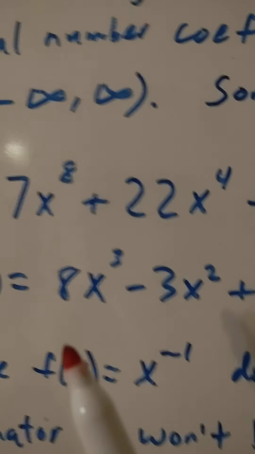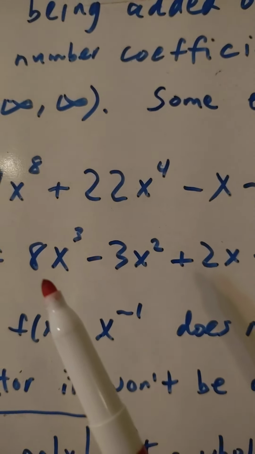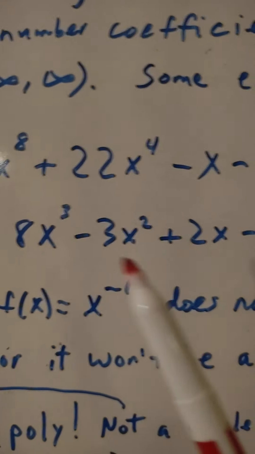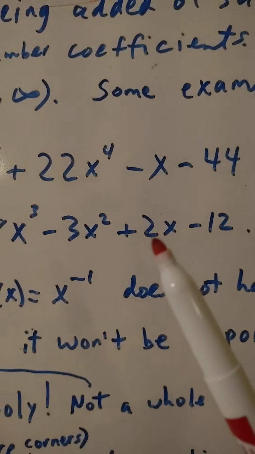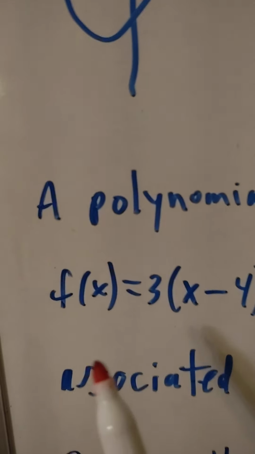Remember, like here, this is a polynomial function in polynomial form, because what's a polynomial mean? Terms being added or subtracted. And isn't this a bunch of terms being added or subtracted? But we should be aware that a polynomial function can also be in factored form.